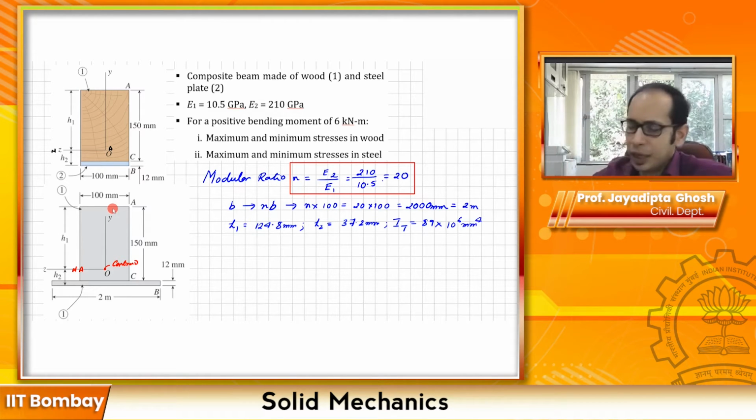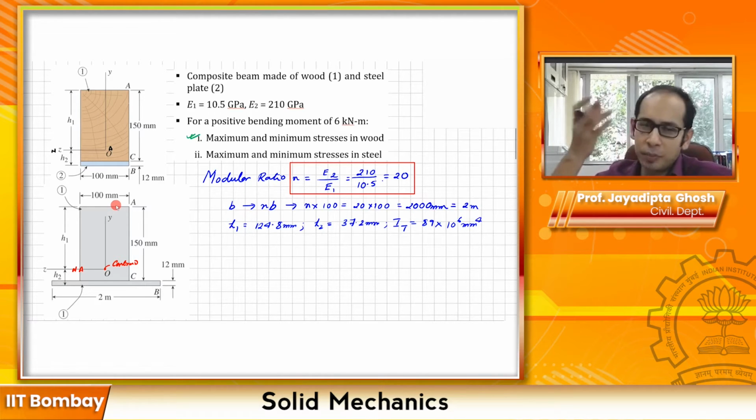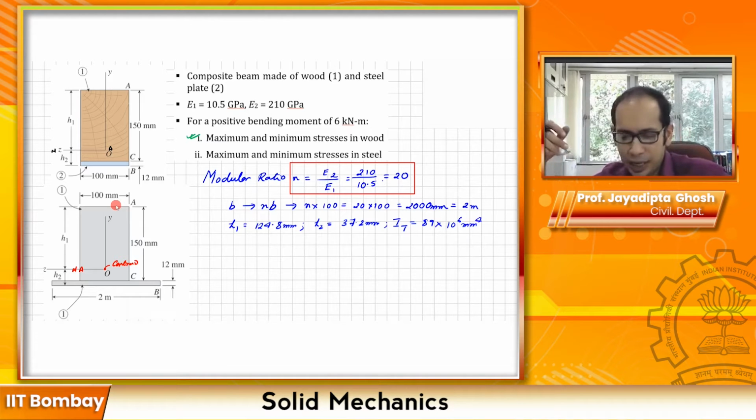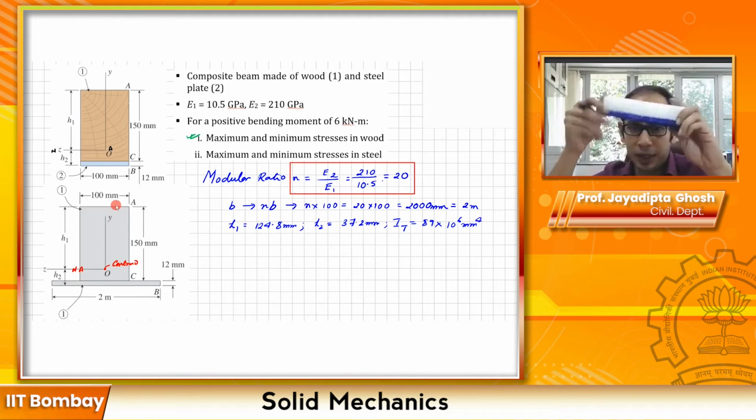Now let me go ahead and try to solve this first part, which asks for the maximum and the minimum stresses in the wood. The minimum stress means the compressive stress, which is the negative stress that I have. And remember, the top part is the wood, so the compressive minimum stress is going to happen at the top over here.